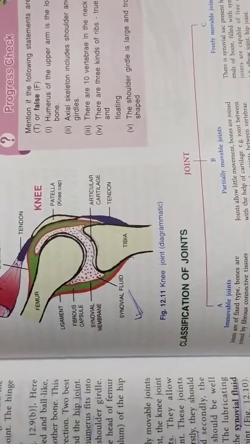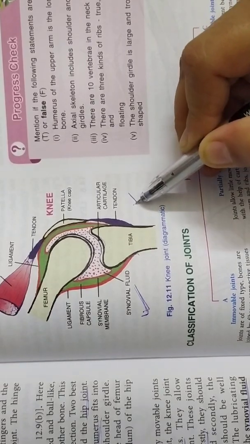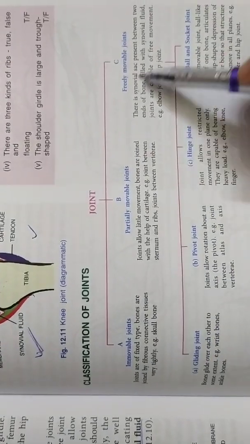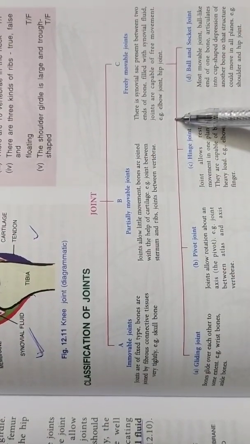So please go through this diagram also. They will ask you to label the parts and give the functions of these parts. So that is a quick recap of joints and you can go through it from here.